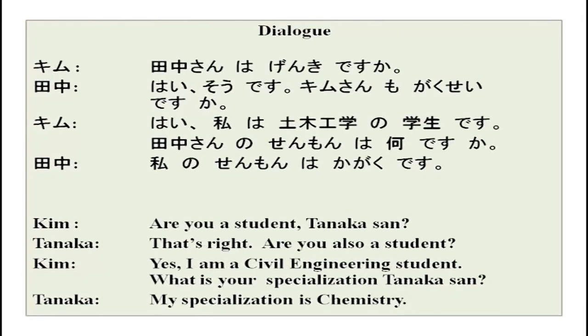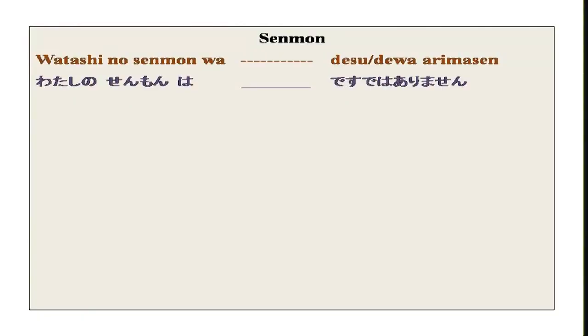This is the translation of the kaiwa in English, and you also have it written here in the script, and the important part in this conversation is senmon, which we are going to practice now. Now, for practice, we have it right here for you. Watashi no senmon wa kagaku desu, or watashi no senmon wa kagaku dewa arimasen. We did dewa arimasen in lesson 3. So, please remember, you can say desu and you can also say dewa arimasen.